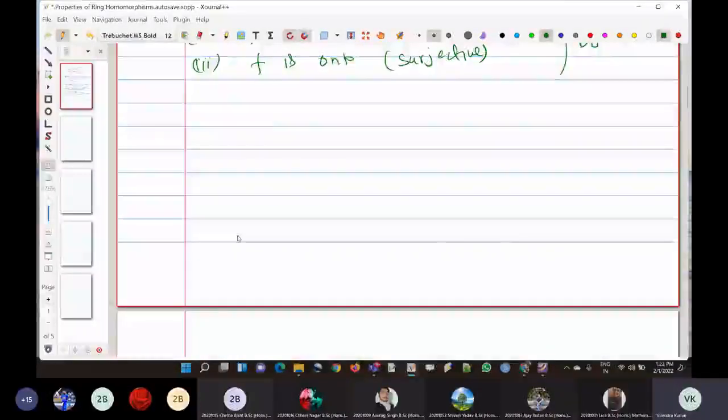So let us move further. The examples we did yesterday, among them you can verify which are 1-1 and which are onto.